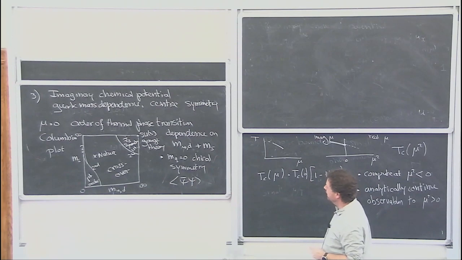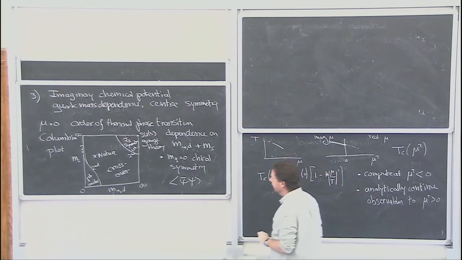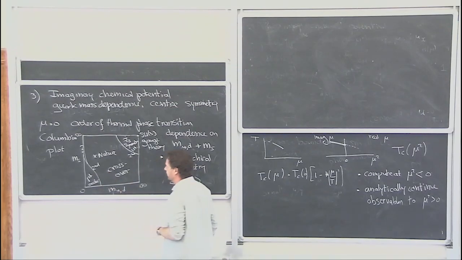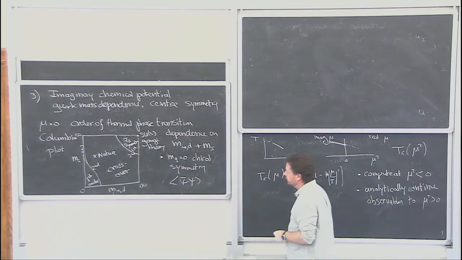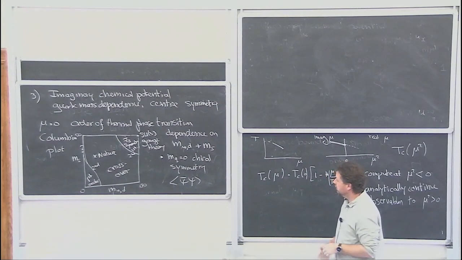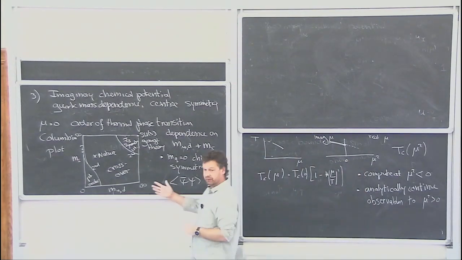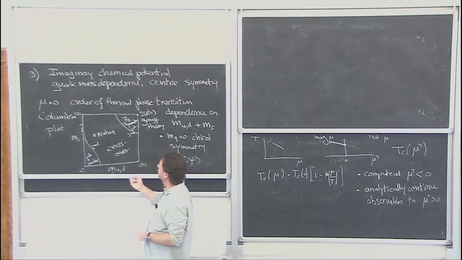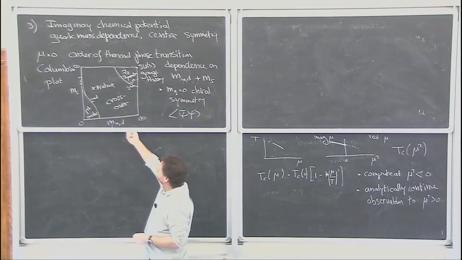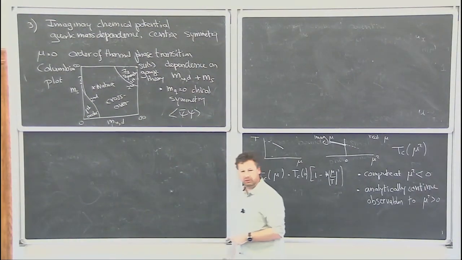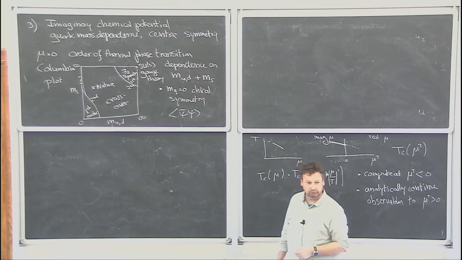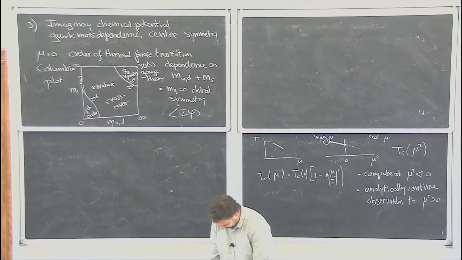Okay, so this is the Columbia plot, and we can vary all these masses and see what happens with the transition. What we'll try to do now, but not immediately, is to include chemical potential in this Columbia plot, to extend it to have a chemical potential as well. Okay, any questions about this Columbia plot? Okay.